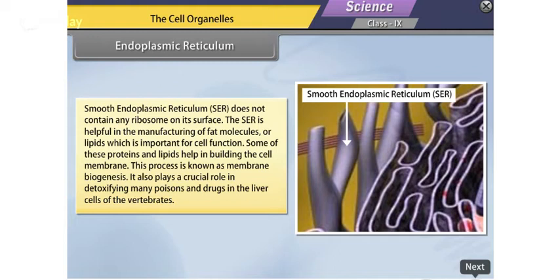Some of these proteins and lipids help in building the cell membrane. This process is known as membrane biogenesis. It also plays a crucial role in detoxifying many poisons and drugs in the liver cells of the vertebrates.